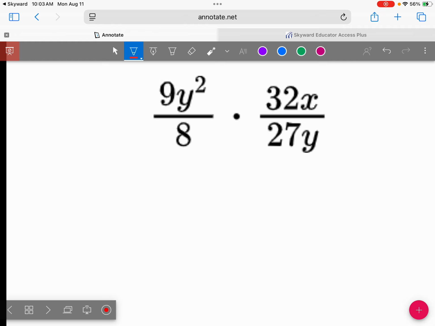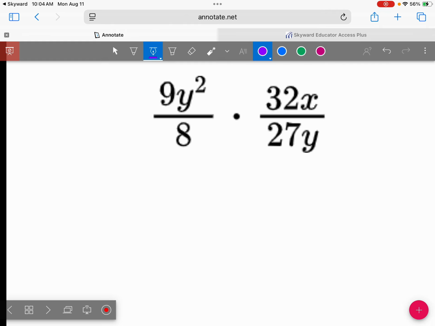And we could just come through here and multiply straight across in our numerator and straight across in our denominator. But 9 times 32 is going to be a big number, and I don't know it off the top of my head. 8 times 27, same thing. I don't want to. Ew. So let's see if we can do some simplifying here.